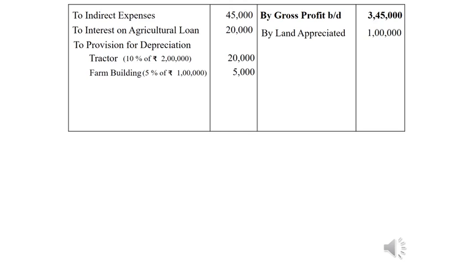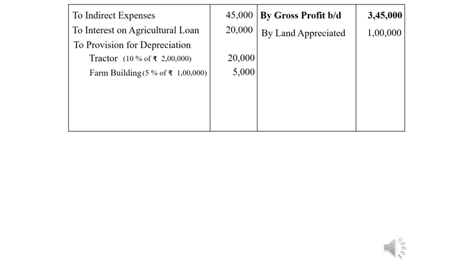Land has been appreciated, therefore land appreciated rupees 1 lakh. Observe, land appreciated to rupees 5 lakhs. That means the land given in the problem is 4 lakhs. It has been appreciated to 5 lakhs. Therefore 1 lakh has been increased in the value of land. It should be treated as capital profit and recorded under the profit and loss account. Okay. If it is given land appreciated by rupees 5 lakhs, then land has been increased to rupees 9 lakhs from 4 lakhs. Then the amount will be 5 lakhs here.